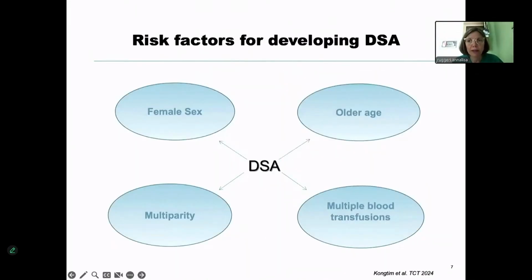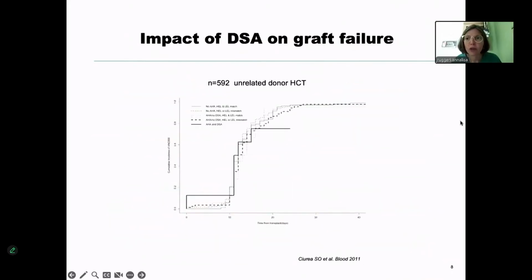So which are the main factors associated with the risk of developing a DSA? There is the exposure to multiple blood transfusions, which is very common in patients receiving transplant for hematological malignancies, older age, multiparity, and a higher frequency in case of a female donor.